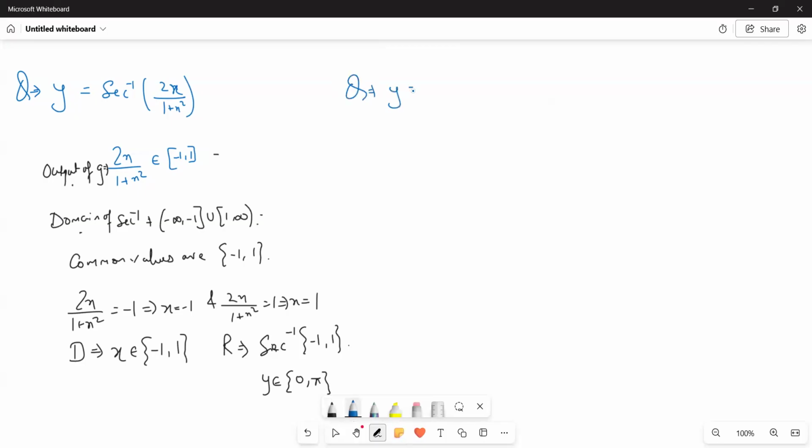Okay, next question. Find the domain and range. Sin inverse x plus cos inverse x plus tan inverse x. Domain and range.